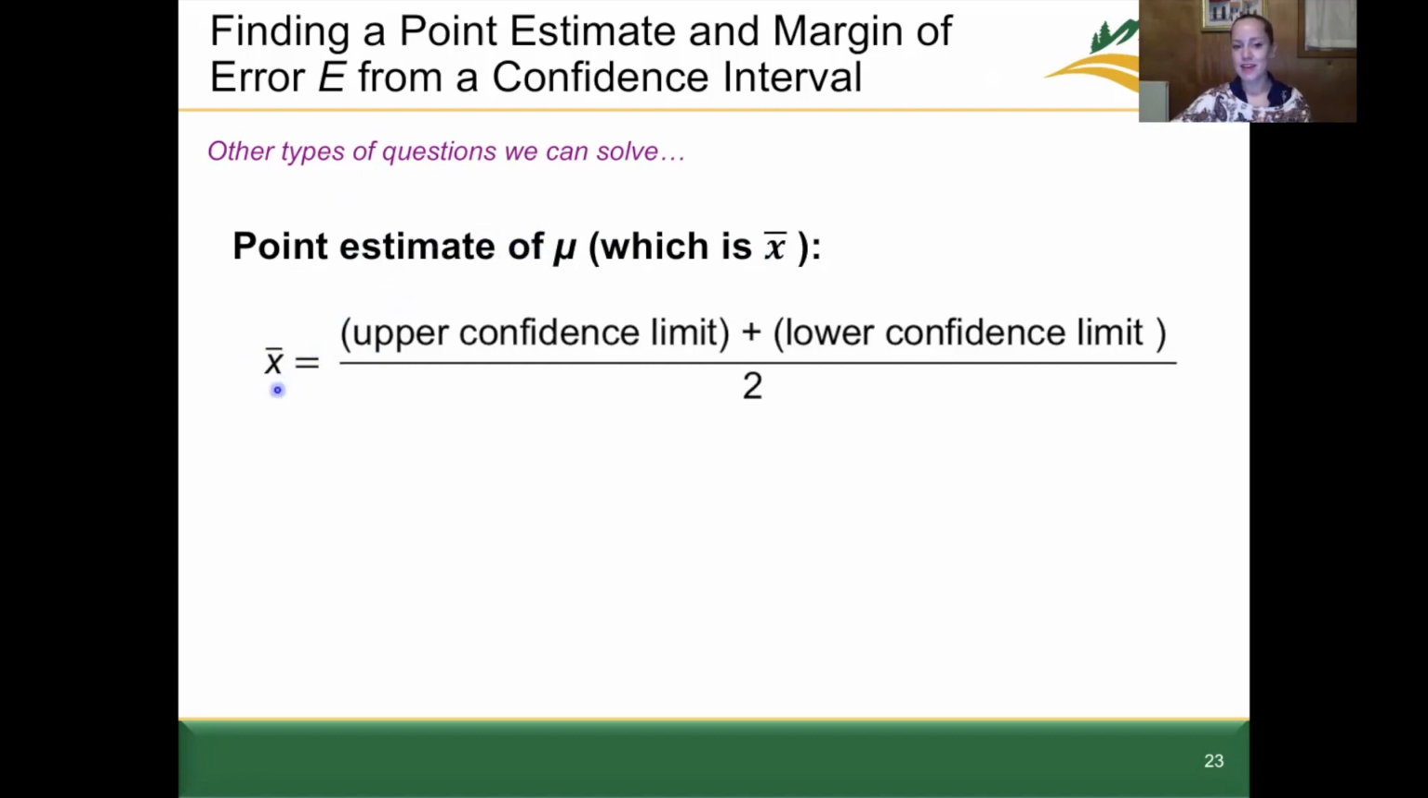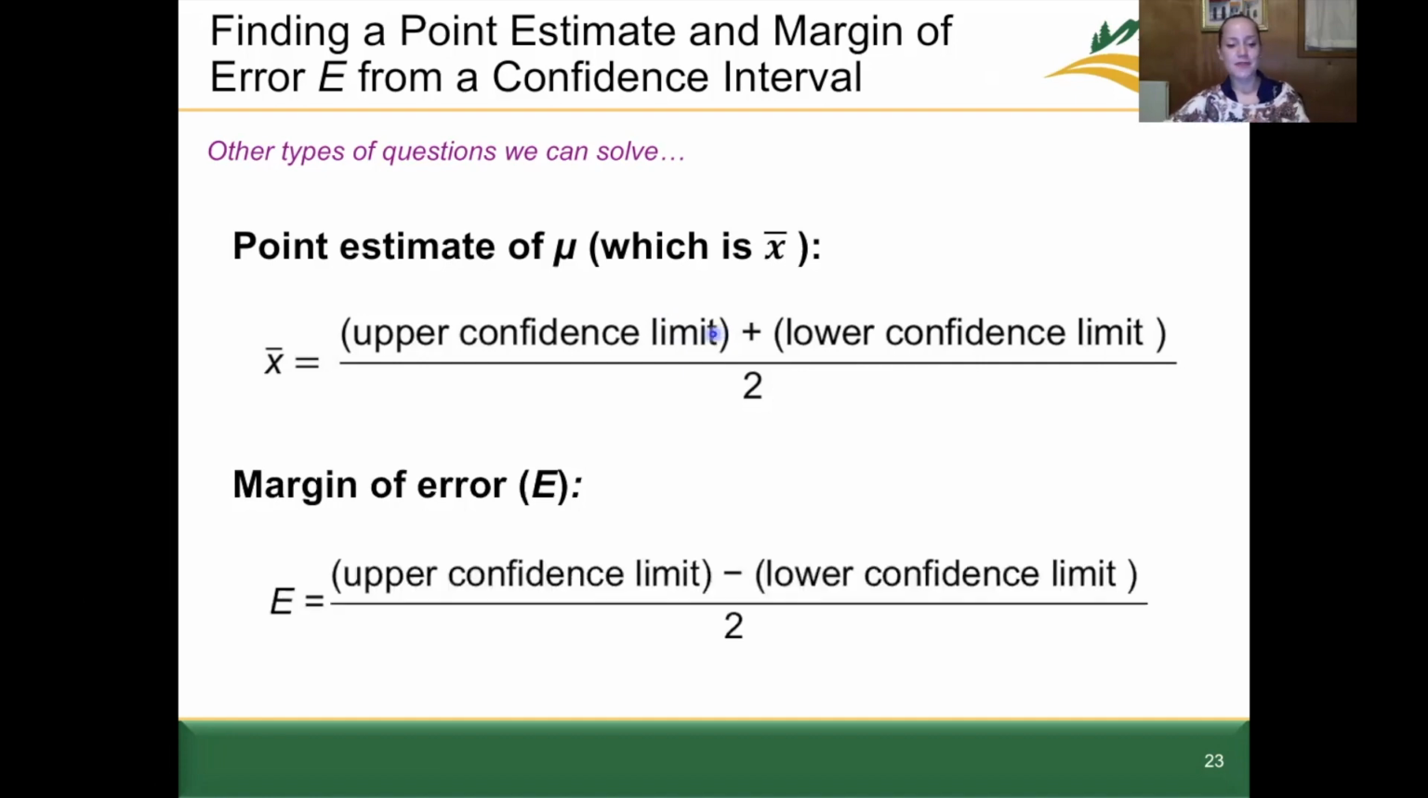So if we want to calculate the sample mean, then we can calculate the point estimate of the population mean by finding x bar is equal to the upper confidence limit plus the lower confidence limit divided by 2. Again, we're sort of taking the mean of these two values. Additionally, we could solve for the margin of error value if we're not given that in the problem. To do that, we find capital E, or the margin of error, is equal to the upper confidence limit minus the lower confidence limit, all divided by 2.